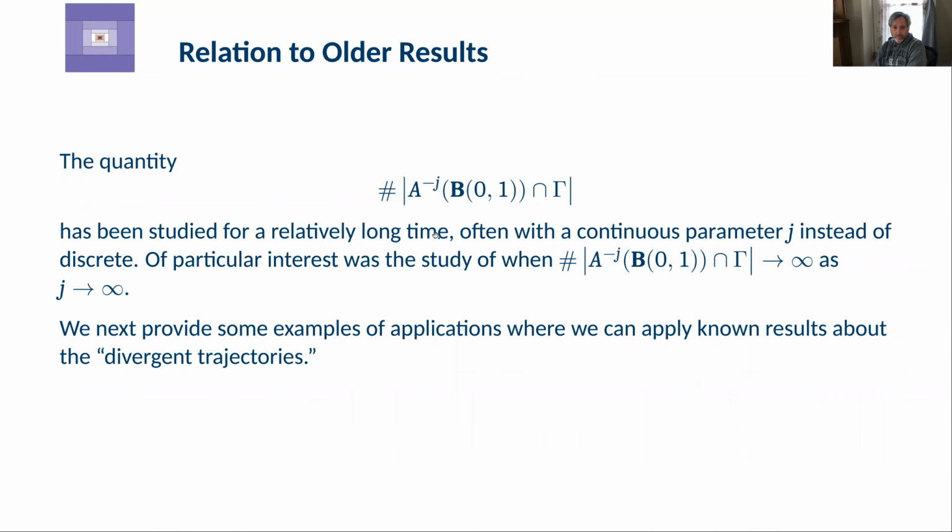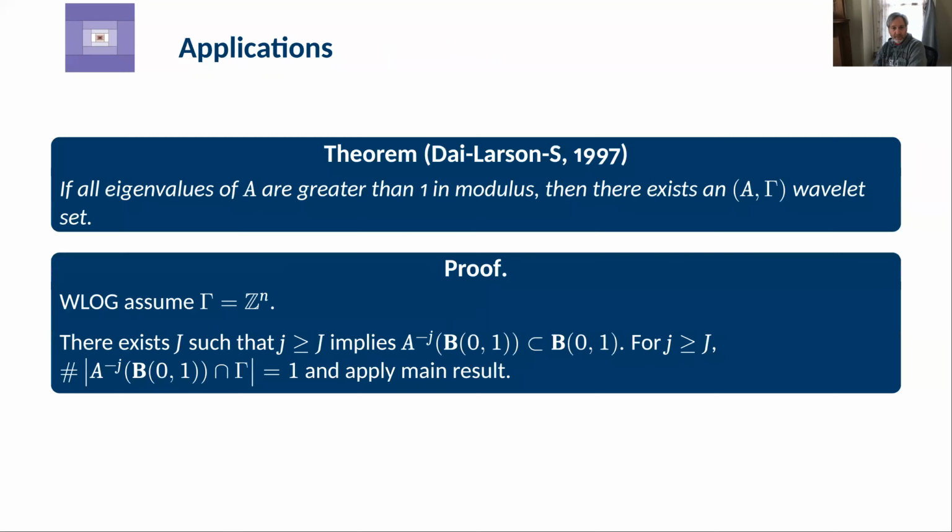Of particular interest was when this goes to infinity. These are known as divergent trajectories. Normally they look at the powers of the matrix applied to the lattice, intersected. They write it differently, but it's the same thing. So that's what they were interested in. I want to show you a couple of applications of the theorem. The first is we can recover this theorem, which was my very first theorem. It's my most cited paper, I guess. If all eigenvalues are greater than 1, then there exists a wavelet set. We can recover that based on the result that we just saw.